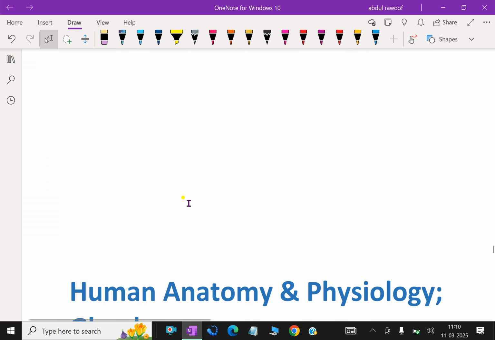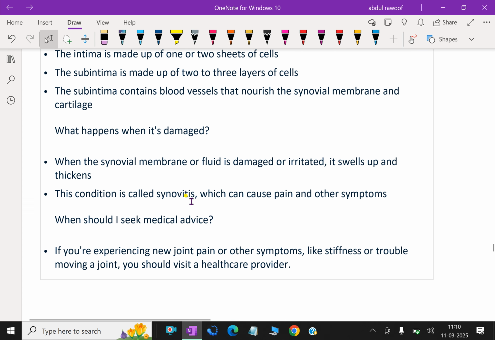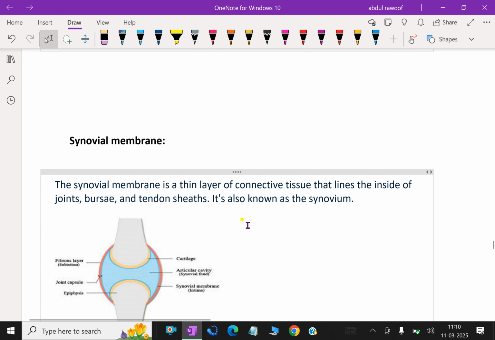So far we discussed different types of membranes and their functions. We have done.